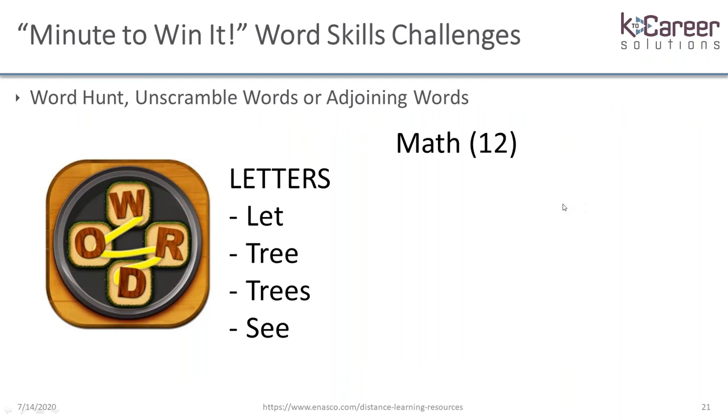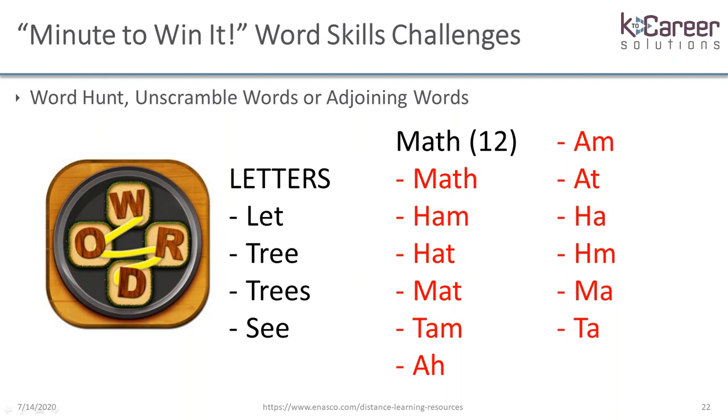Word hunt: unscramble the words. Like math, you can actually unscramble it and create 12 words. And just to prove it, I'm going to show it to you. These are all the different 12 words that you'd be able to use. And yes, tam and ta are words. Tam is a tight fitting Scottish cap and ta is thanks. So even when you get questions about whether those are actually words, yes, they are, and they are recognized by Scrabble too. Just something to be aware of, fun little activities that you can do.